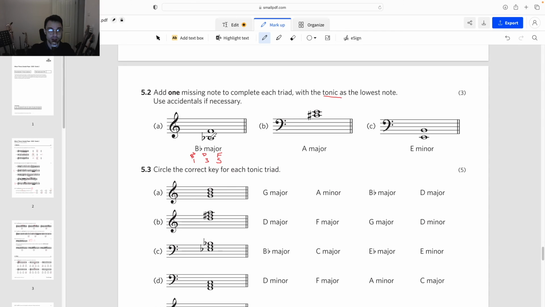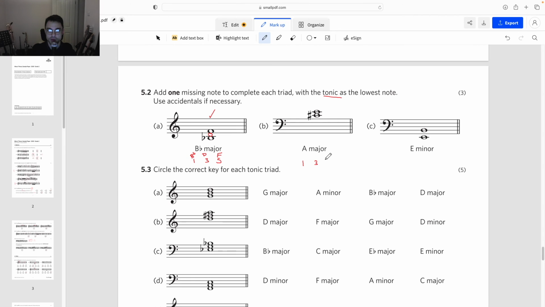So we've got a B flat already. We've got an F already. We just need a D. And there's a lovely spot there, right in the middle, to put our D, to build our B flat major triad. Okay, A major.